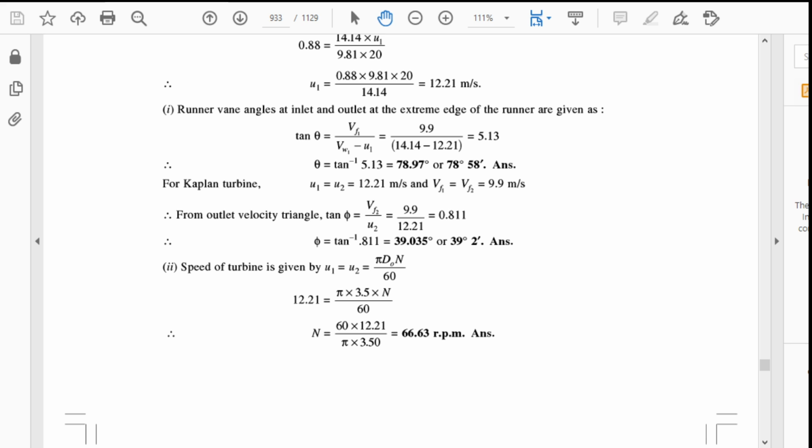Now this is about your Kaplan turbine and Francis turbine. In the next video we will move on to the draft tube and the unit quantities. Up to this point we have covered all the types of turbine and the numericals on them. I hope you understand the Kaplan turbine, Francis turbine, also the impulse and radial reaction turbines, and the efficiencies of turbines too. Thank you.